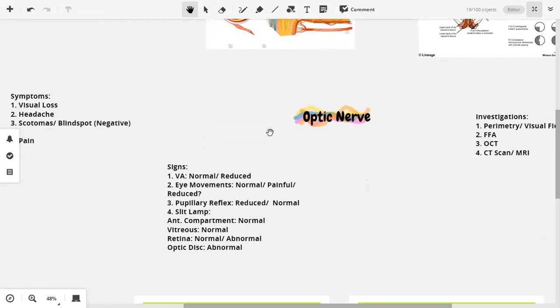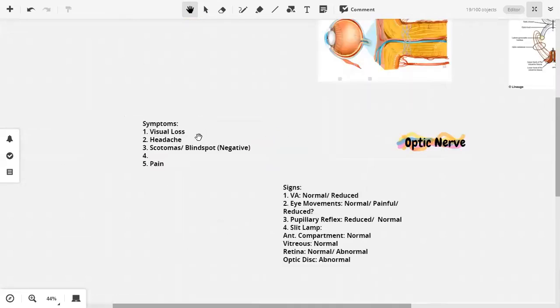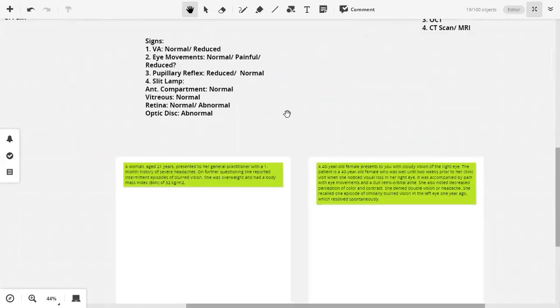That's enough. So these symptoms will become clearer to you: how much visual loss occurs and in which condition, what the headache is, how much it will be, what scotomas are. All of these things will become clearer. So I only have 2 cases for the day. They're 2 important topics, the commonly tested ones.